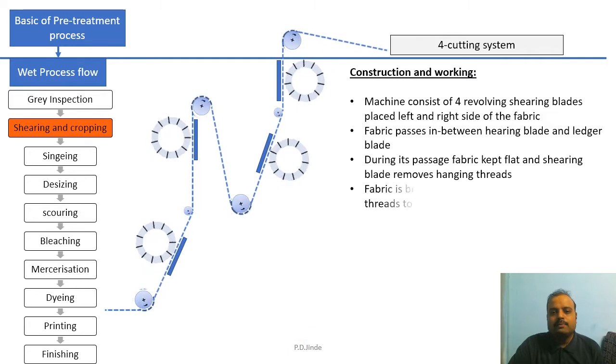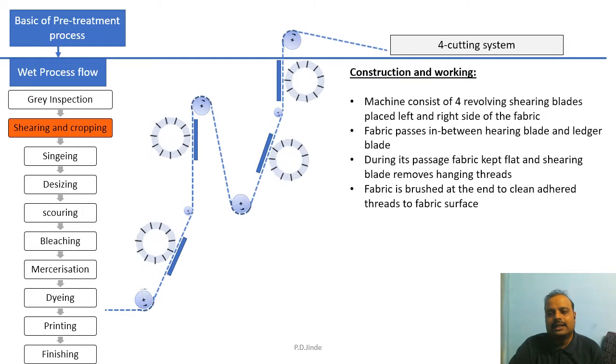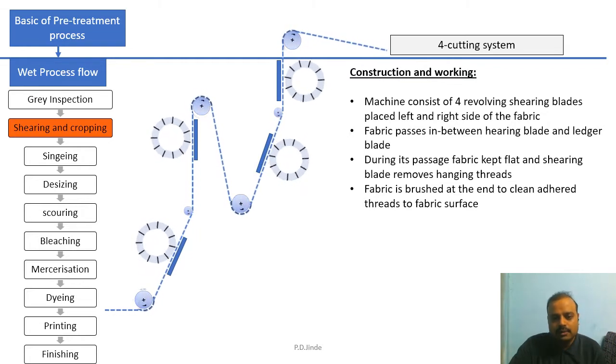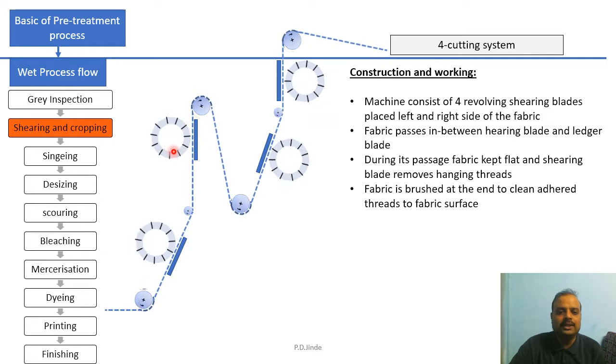The next important part in the construction and working is that the fabric is brushed at the end to clean the adhered thread from the fabric surface. Now, as we all know, this is the left side of the fabric, right? This is the left face of the fabric. It is sheared by this roller, so that the left side of the fabric is already sheared. The remaining thing is the right side of the fabric surface, which is sheared by these two rollers, and the left side of the fabric is sheared by these two rollers.